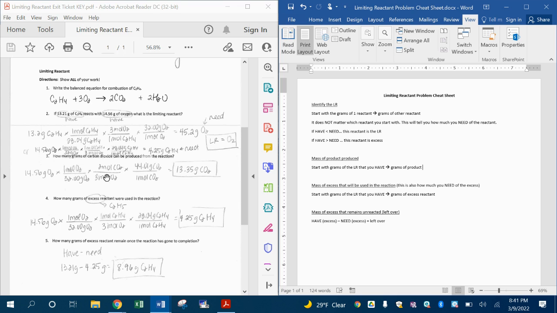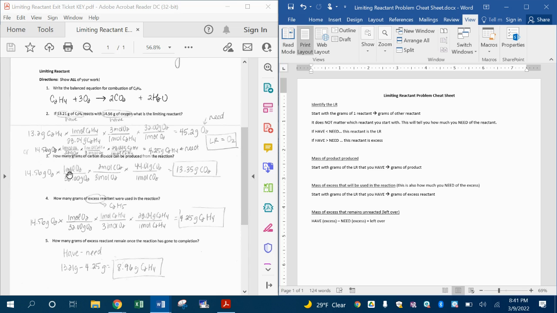Let's say you started with the other one. Let's say you started with the 14.56 grams of oxygen, and you did a gram to gram to the other reactant. Here you determined you needed 4.25 grams of C2H4. In this case, since I need 4.25, but I have 13.21 grams, I have more than I need, so C2H4 would be my excess. Now, you only need to do one of these, but I showed the work here for both of them, just in case you did it the other way.